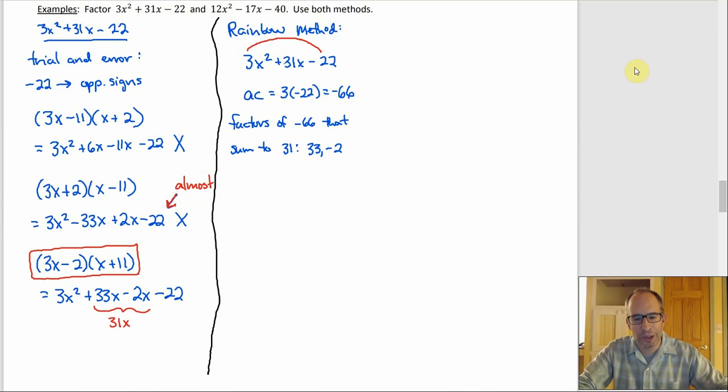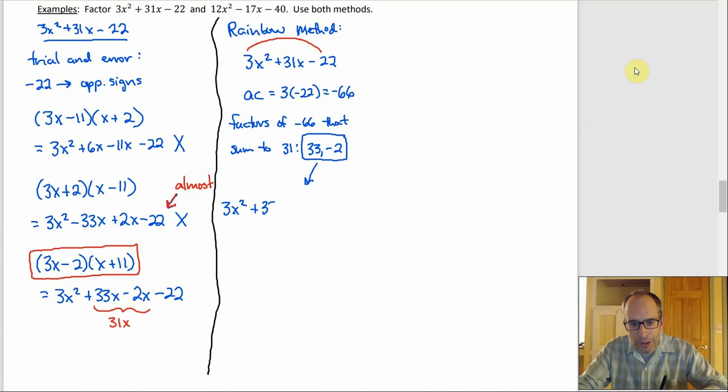And if you start thinking of things like, let's see, 11 and negative 6, no, that adds up to 5. That doesn't work. Or 22 and negative 3, like that adds up to 19. That doesn't quite work. All right, so you'd get there if you had to think about it for a minute, but you'd get there pretty quick. And then once you have this, so this is the key right here, because then what happens is that you can rewrite the trinomial as 3x squared plus 33x.